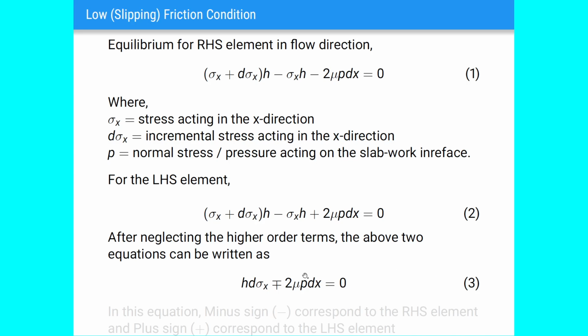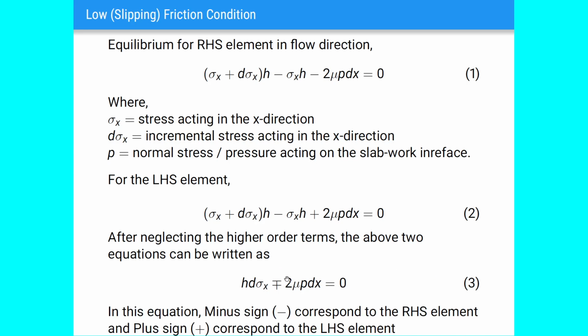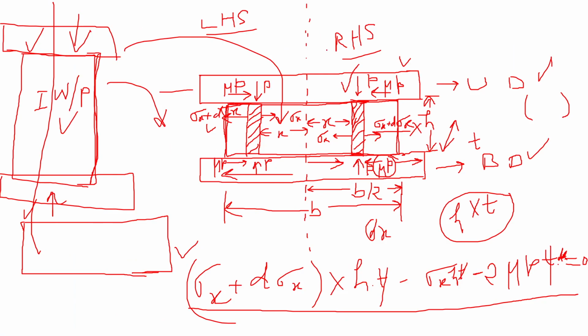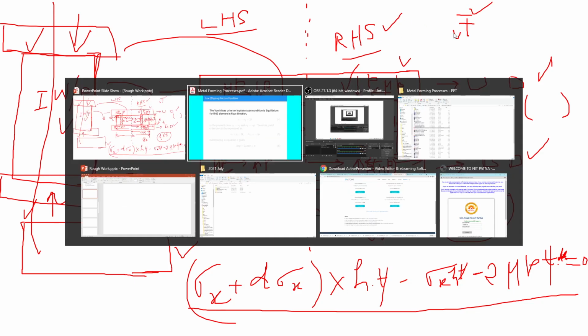So in this particular equation, the minus sign corresponds to the element on the right hand side, and the plus sign corresponds to the element on the left hand side. So we have minus-plus, where minus corresponds to the right hand side and plus corresponds to the left hand side.